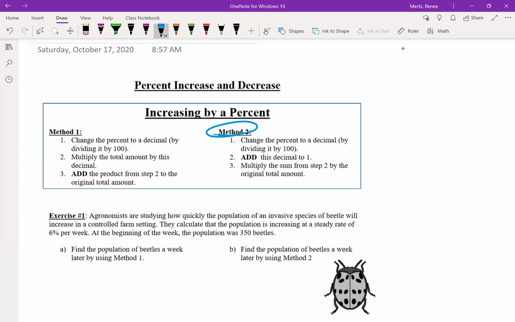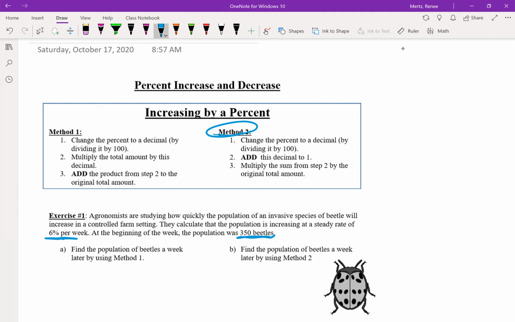So in exercise 1, it says agronomist, I don't even know how to say that. They're studying how quickly the population of an invasive species of beetles will increase in a controlled farm setting. They calculate the population is increasing at a steady rate of 6% per week. At the beginning of the week, the population is 350 beetles. Find the population of beetles a week later by using method 1.